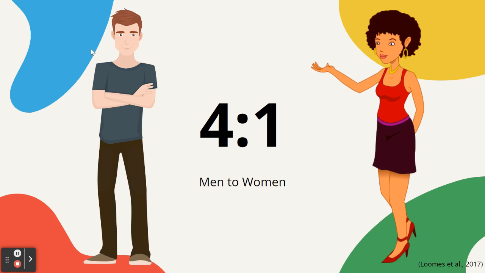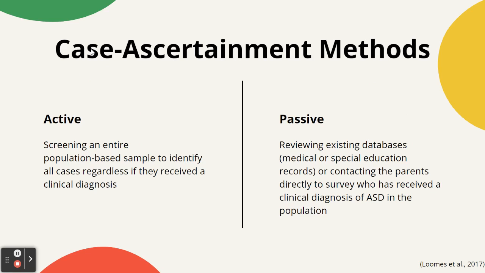But now it is time to discuss if this ratio is accurate. The 4 to 1 ratio is deemed not accurate by researchers because of the case ascertainment methods used to look at the prevalence. So here are 2 ways that researchers could gain a sample of people with autism spectrum disorder, or ASD. One way is through active case finding, which is screening an entire population-based sample to identify all cases regardless if they received a clinical diagnosis. This is where researchers will assess everyone in the population sample to see if they could have ASD.